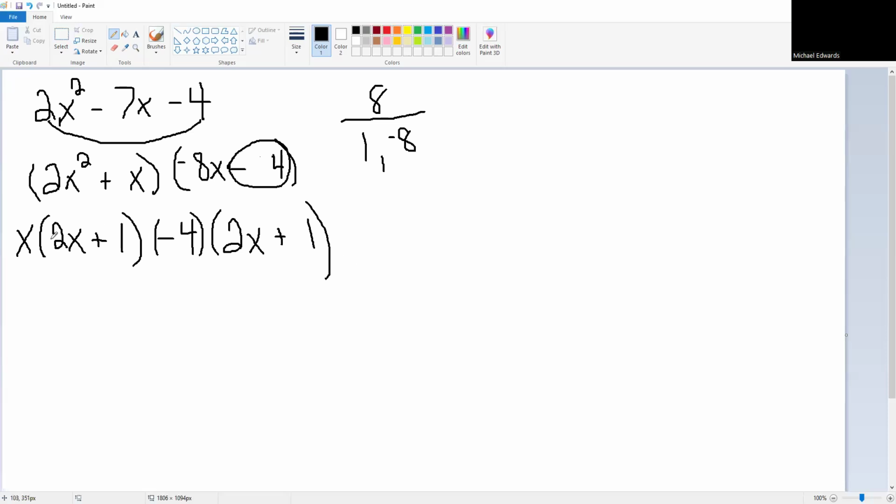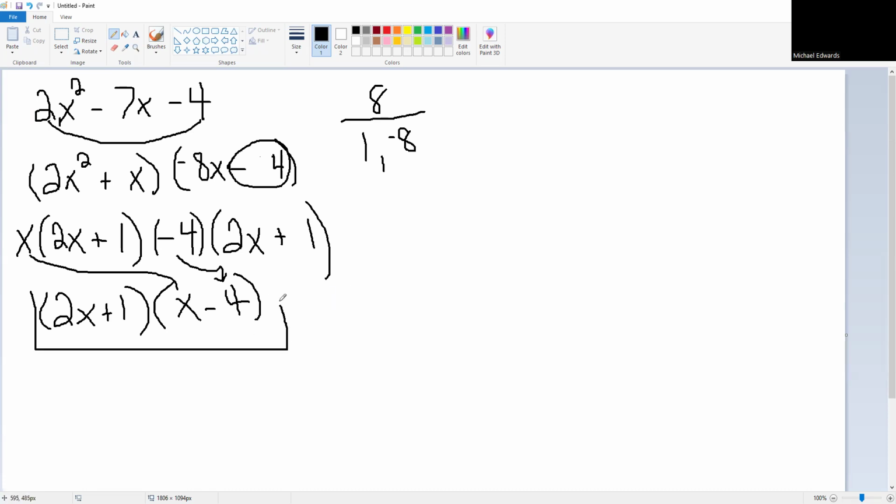So we have two likes, so we'll write those down. 2x plus 1, and we'll have the x minus 4. And this x is from here, and this negative 4 is from here.